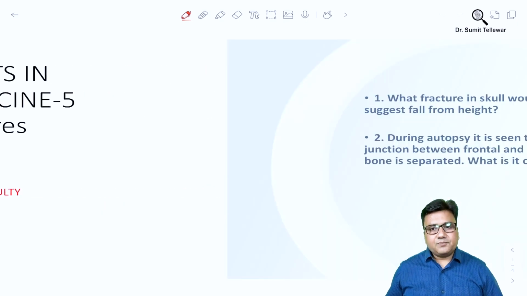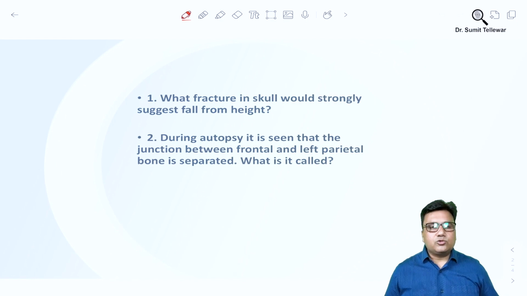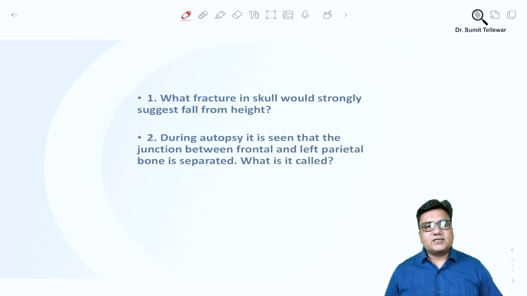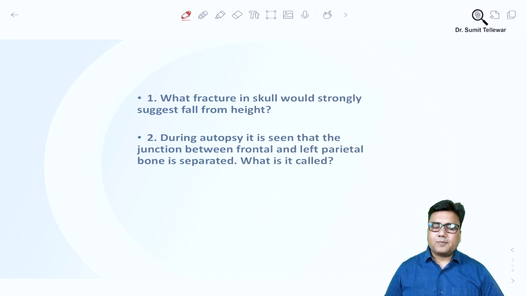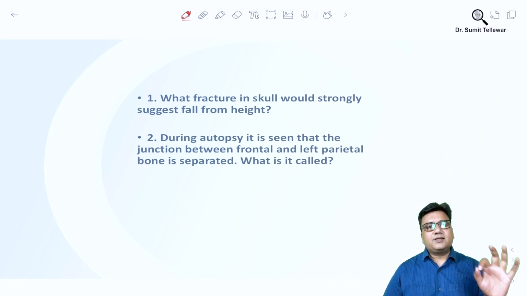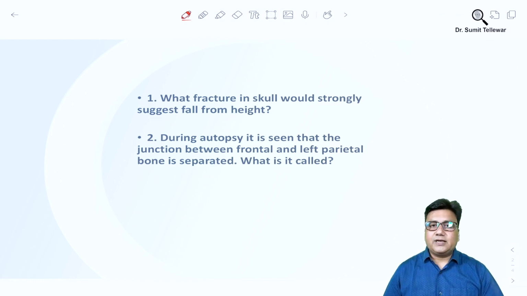Okay, let's see हमारे prototype questions, दो ऐसे questions which will give us an idea of what exactly we are talking about in this segment. So the first question is, what fracture in skull would strongly suggest fall from height? Right, very straightforward question. There is a person who has fallen from height, and what fracture during autopsy would strongly suggest that this is a case of fall from height itself.